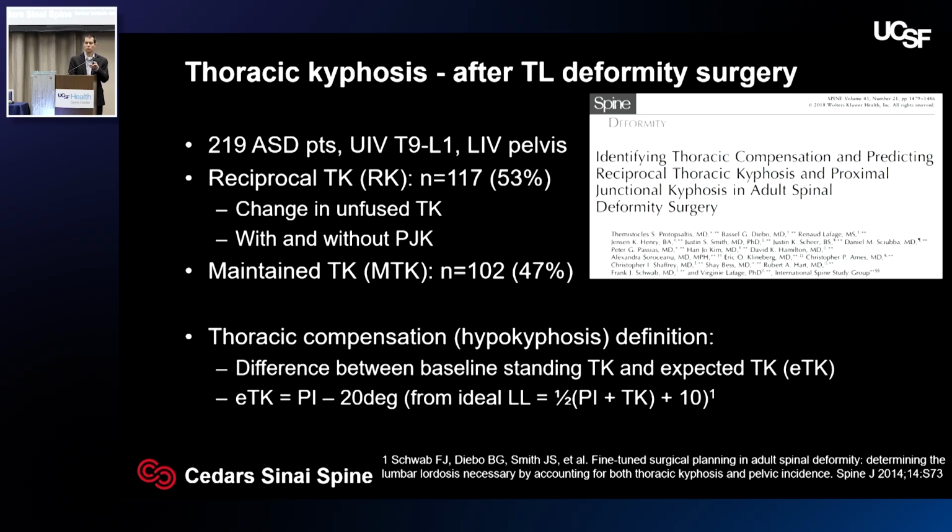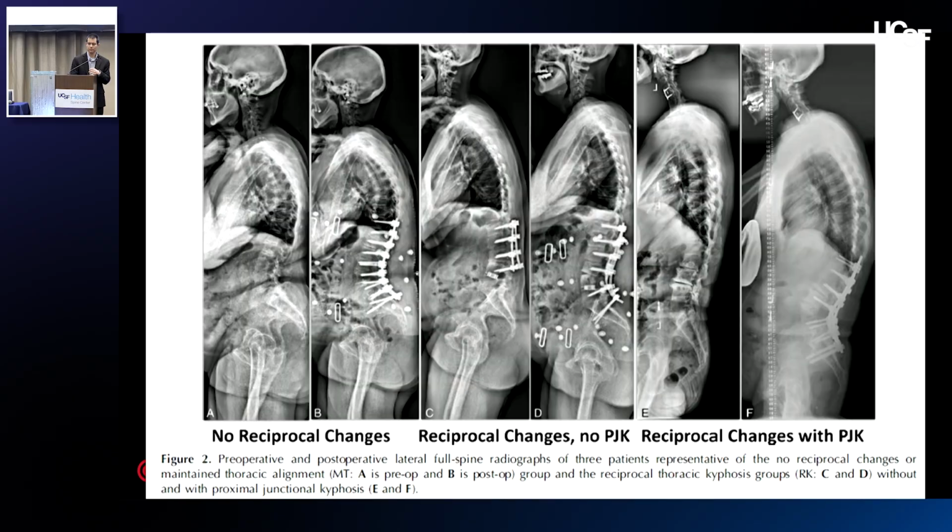Basically, patients that are compensating for the thoracolumbar deformity are having some hypokyphosis. The way they measured that was PI minus 20 degrees, from an equation that Schwab and colleagues came up with for ideal lumbar lordosis. Here's an example from the paper of the groups they made: no change, then in the middle, reciprocal changes without PJK, and on the right, reciprocal changes with PJK.